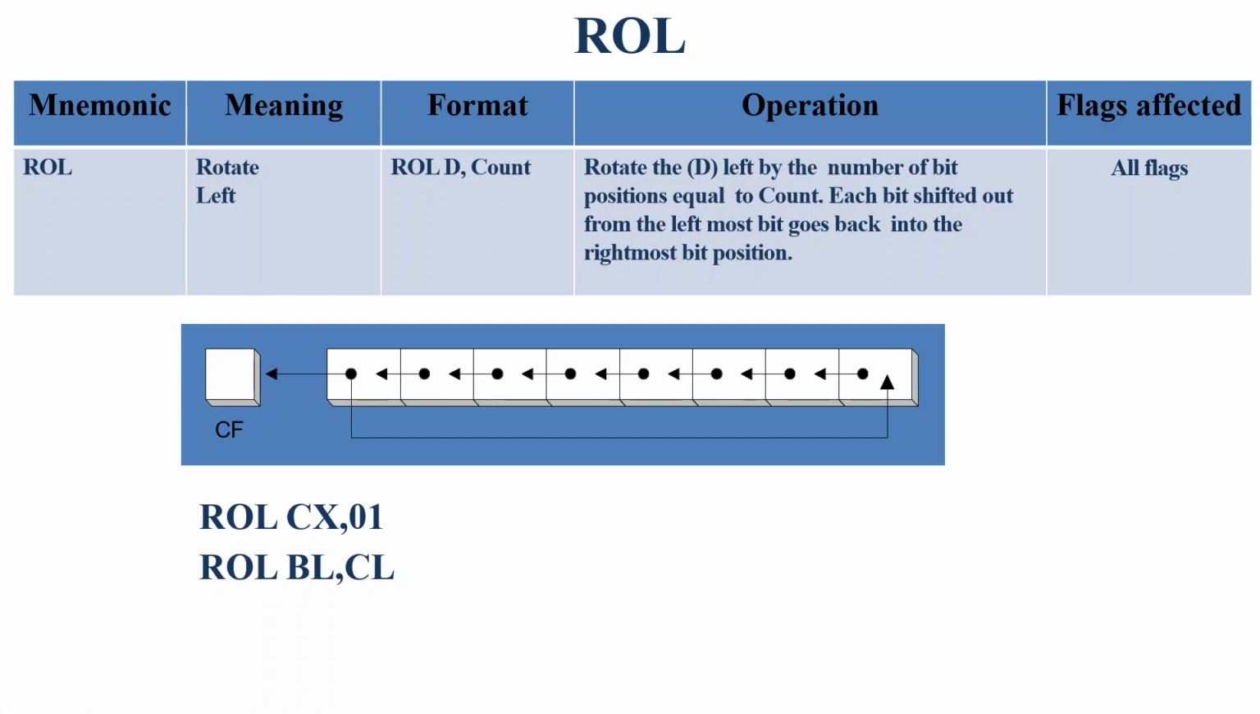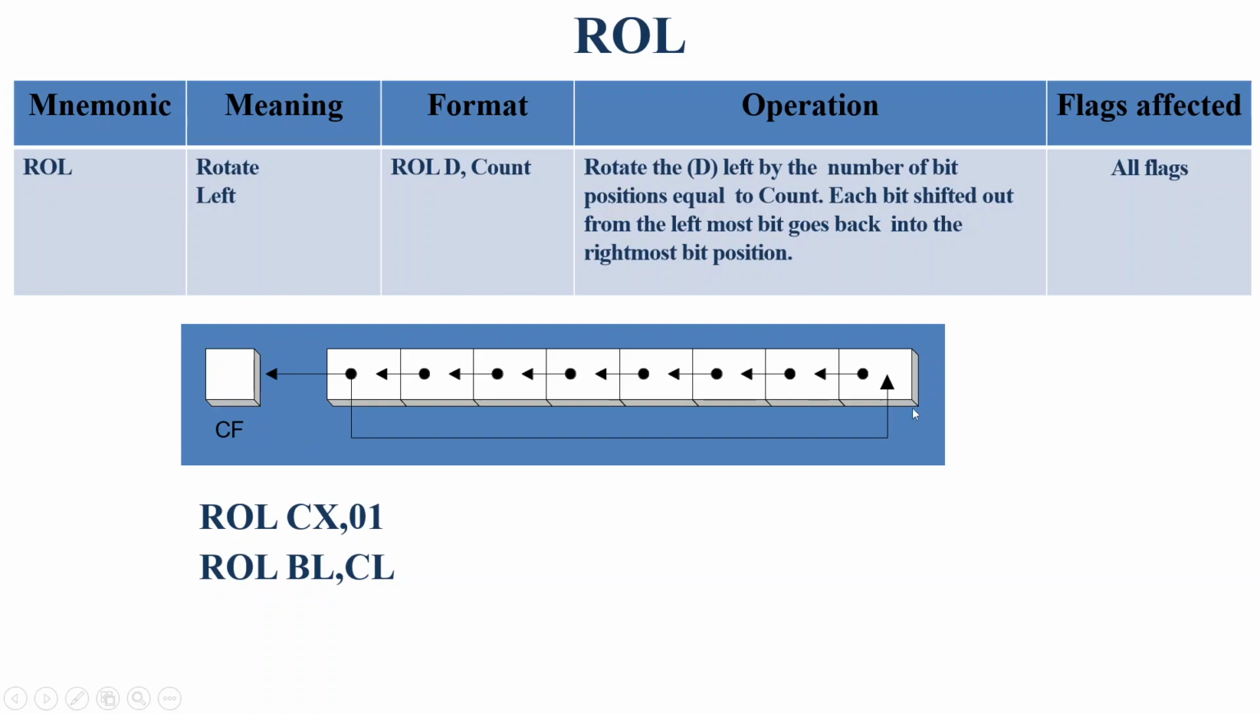While I shift the data towards the left, the rightmost bit will be moved to the leftmost bit. When you go with the shift instructions, it will be filled with zeros, but with the rotate instruction, the bit shifted out is moved around to the other end. When we execute this instruction, all the flags will be affected.